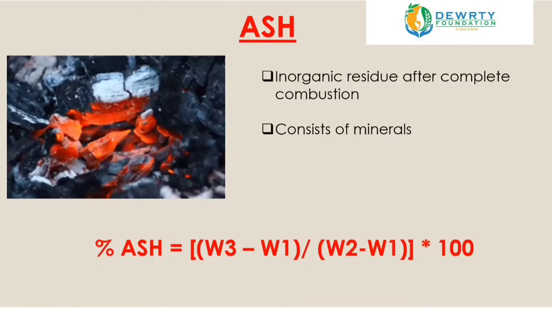We'll put it in that crucible and then we'll dry it in the oven for 10 minutes at 105 degrees centigrade. We'll heat it up. Then again we'll remove the crucible from the oven and cool it down. And then we'll take the weight of that. That will be our W1.